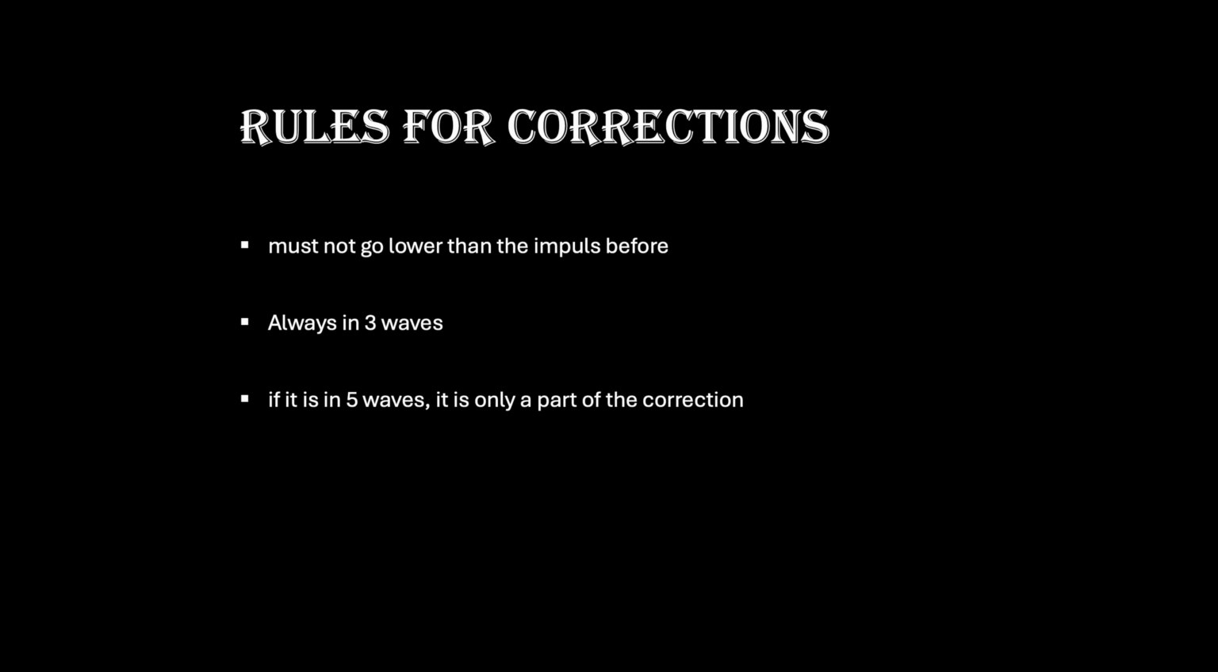Corrections must not go lower than the impulse from before. That means that, for example, wave 2, a correction, is not allowed to break below the beginning of wave 1, as you already learned in the rules for impulses. However, an impulse of a smaller wave degree can be broken, of course. Because corrections are always in 3 waves, a 5-wave move to the downside is never the full correction, but rather a part of it, for example, a wave A, because A waves are moving in 5 waves.